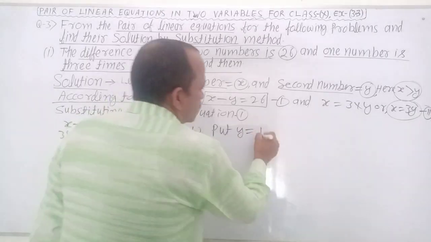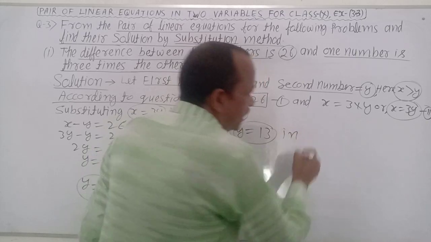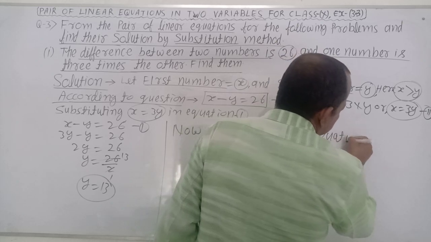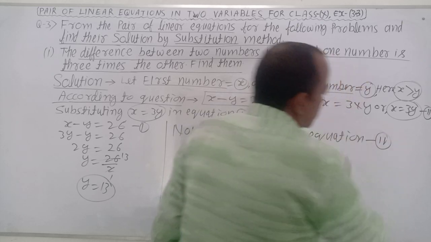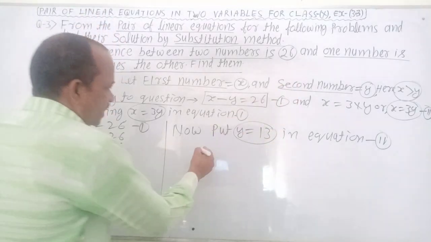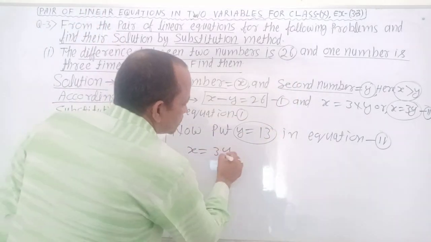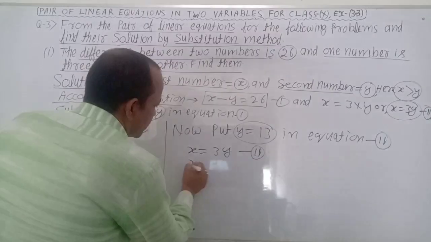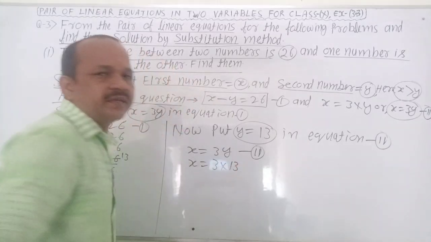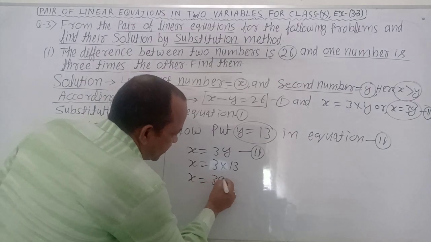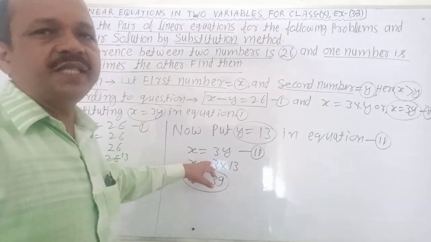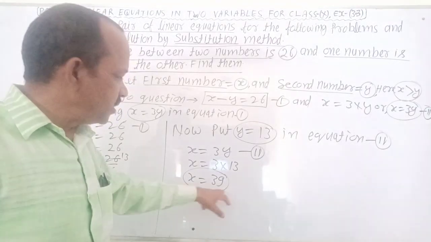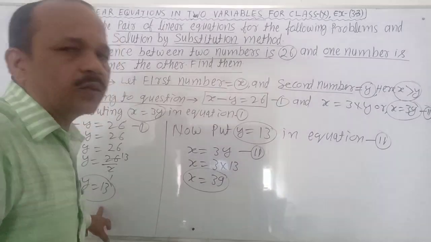Now you put y equal to 13 in equation second. Equation second is x equal to 3y. Here x equal to 3 multiplied by 13. x equal to 39. You find the value of x equal to 39 and the value of y equal to 13.